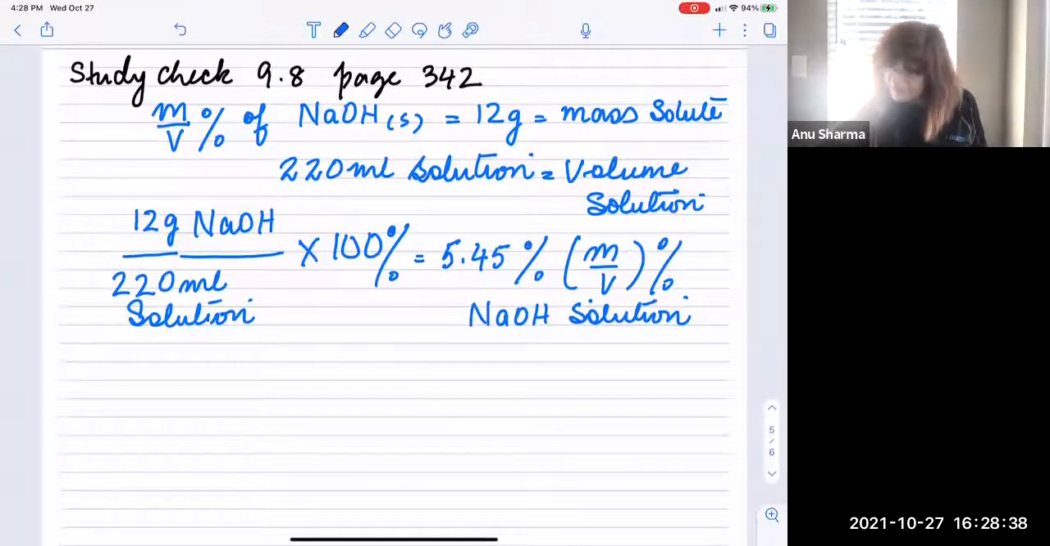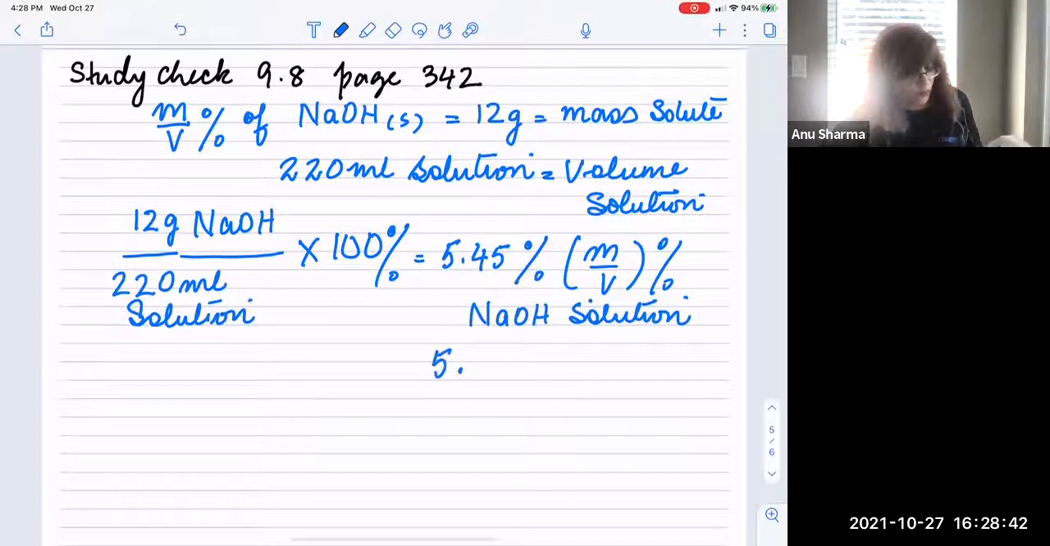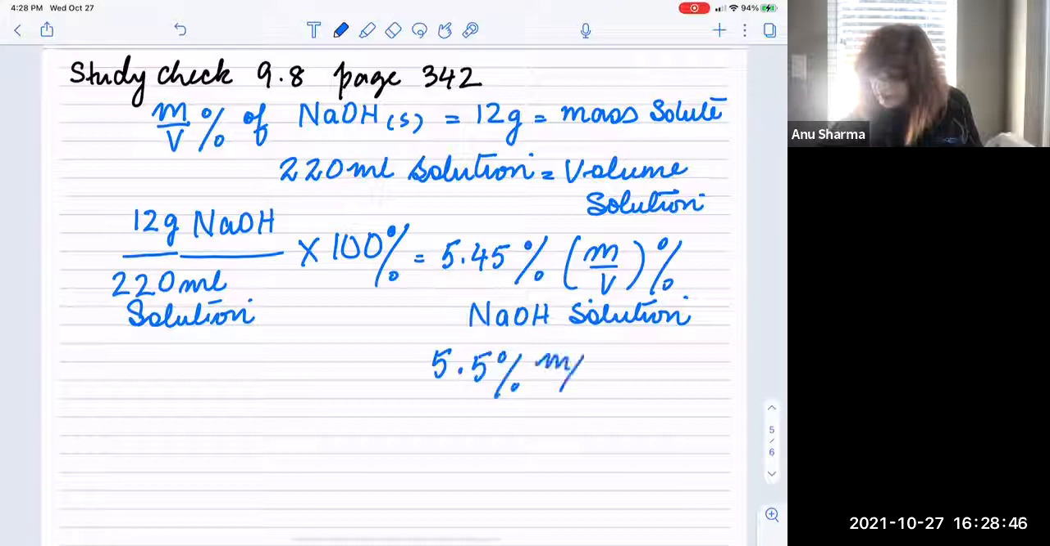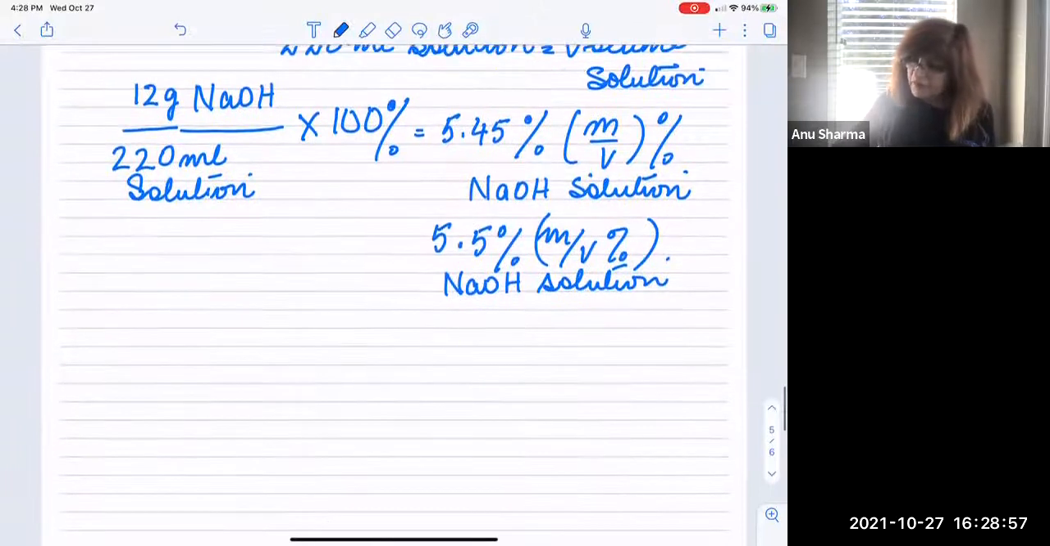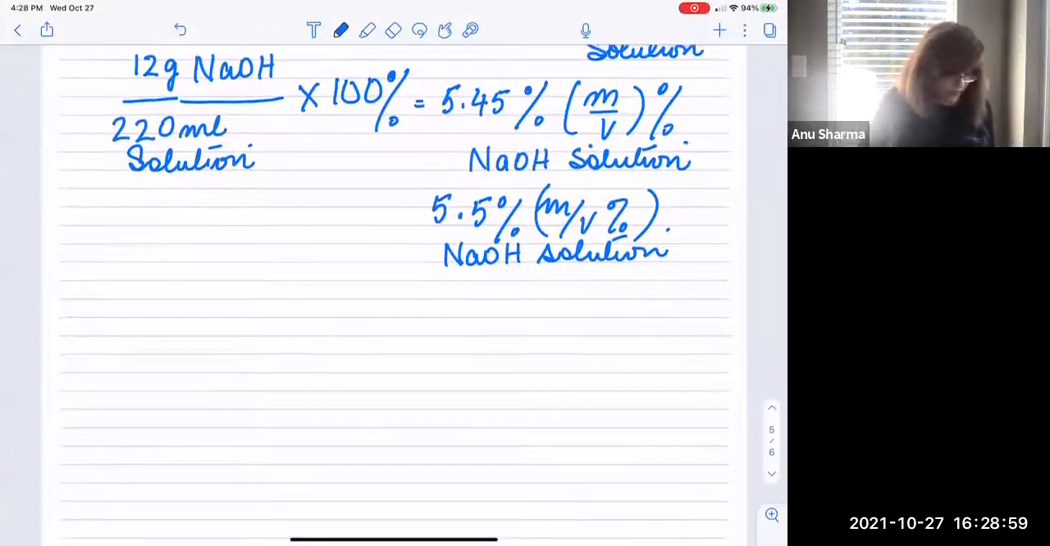Okay, so this can also be written as 5.45 becomes 5.5% mass by volume percent NaOH. So either way, you could have 5.45 or 5.5, okay?